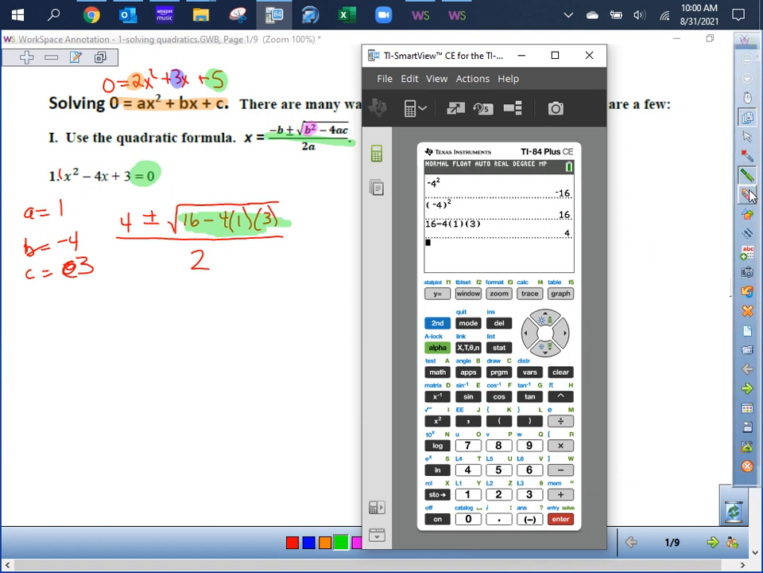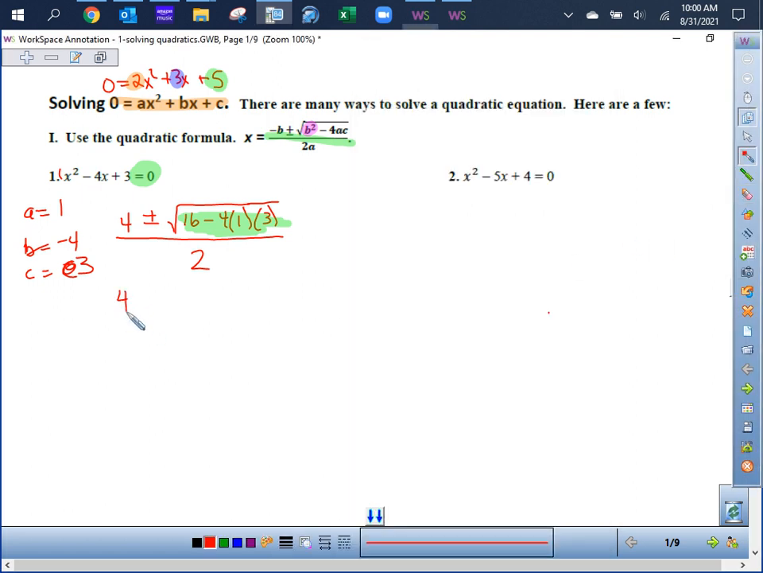4. So we're going to recopy everything down. This is 4 plus or minus the square root of, and then we cleaned all of that stuff up there to be a 4, all over 2. You with me?